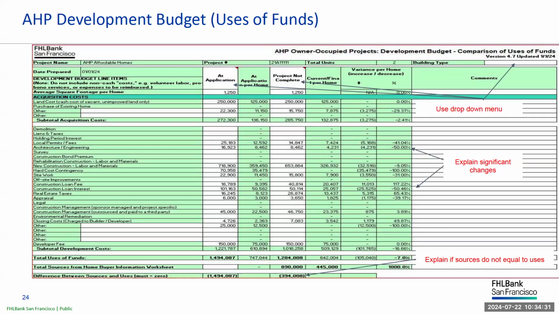Finally, please check the project sources equal uses. If the budget does not balance, enter your explanation in the comment box at the bottom of this worksheet. If discounted financing is provided by the sponsor, an imbalance in the budget will occur, and you will need to complete the discounted financing worksheet as well.